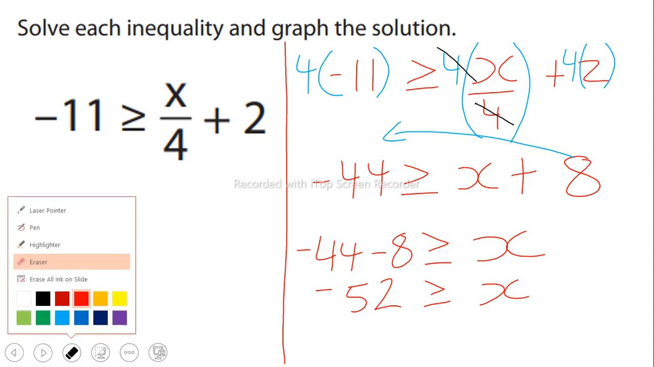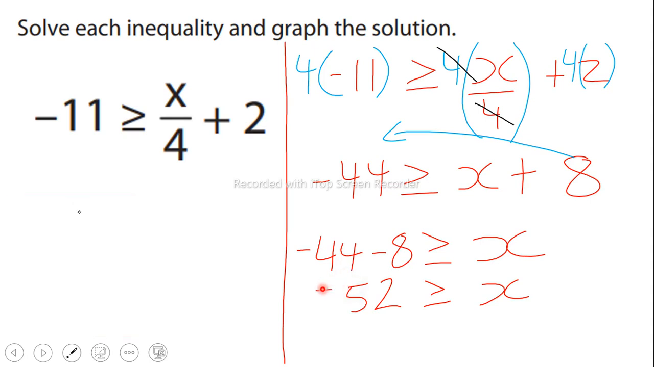So now we have to flip it. So here we have that negative 52 is greater than or equal to x. So again, negative 52 is bigger than x. So what can we say about x? X is what? X is less than or equal to negative 52. Okay? Because negative 52 is bigger than x, that means that x is smaller.